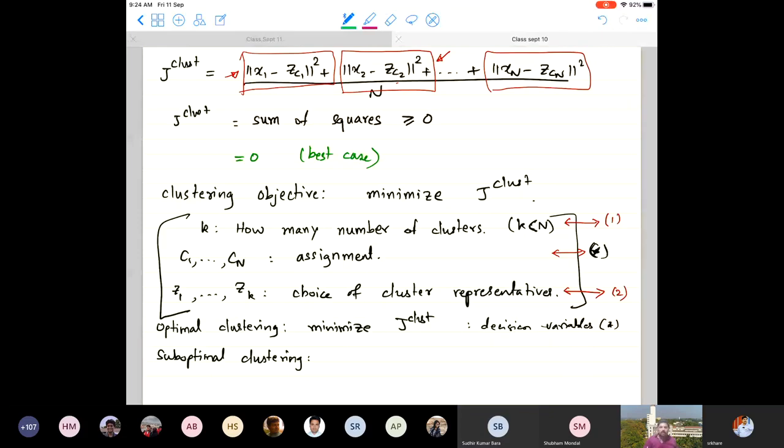But for a given choice of z1, z2, zk, how does the clustering objective behave with respect to C1, C2, Ck, and how can you come up with the best possible assignment for the clusters? That's what I have told you. The same thing I will do once we write down what we have discussed so far. I will fix K, I will fix the cluster assignment, and I will tell you what might be the best choice for cluster representative. That's the next step.